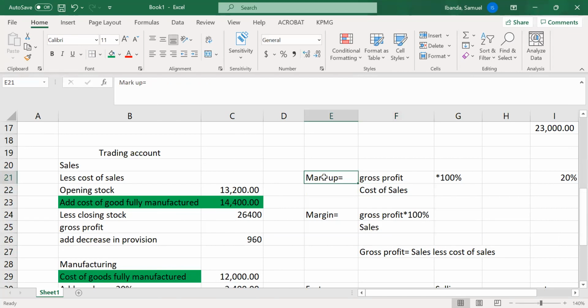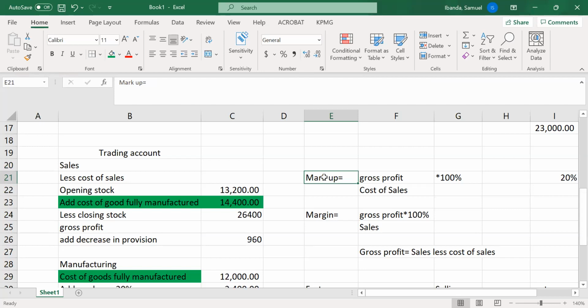Yes, but also what I want to understand: if I find a question where a certain person makes sales on a margin, do I have to first convert it to markup, or can I straight away substitute it the way you worked on markup?